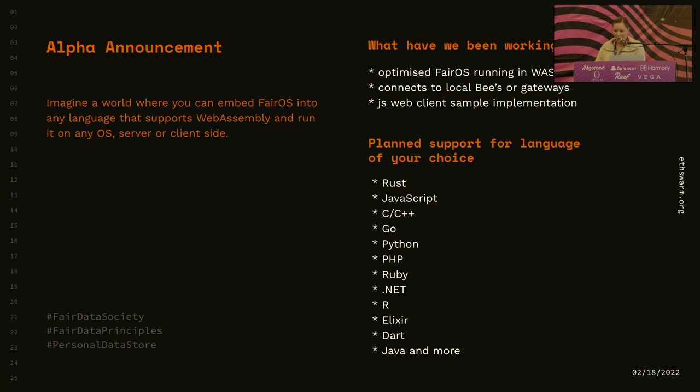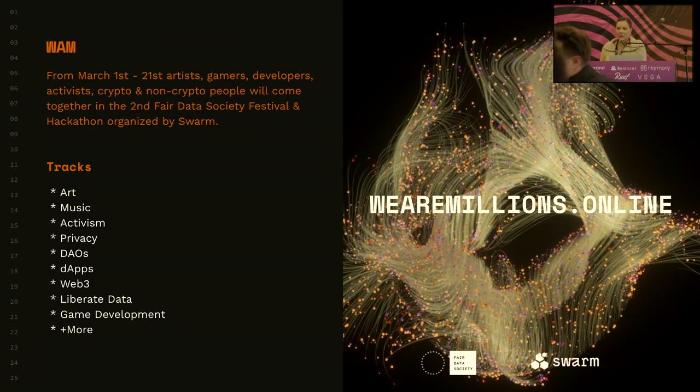And then I do have another exciting announcement as well. We're going to be hosting an event. So from March 1st through 21st, artists, gamers, developers, activists, crypto, and non-crypto people are going to come together in the second Fair Data Society Festival and Hackathon organized by Swarm and Partners. This event is known as We Are Millions, or WAM, and it will explore the power of art, blockchain, and games to create a fair and ethical, private, censorship-free, permissionless, and unstoppable Web3.